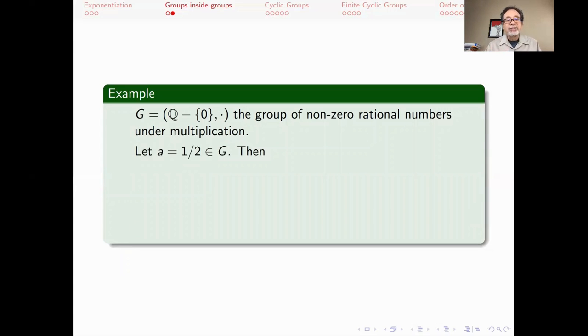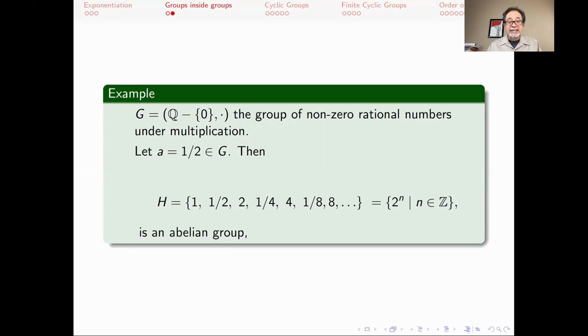What is the smallest subgroup of G that contains 1/2? What is the group that contains 1/2 that's sitting inside G? You need the identity, that's 1. You need A itself, you need its inverse, which is 2. Then you need A squared and its inverse, and so on. That will be all the elements of the form 2 to the n when n is an integer, positive, negative, or 0. That's a subgroup. It's an abelian group and a subgroup of G.